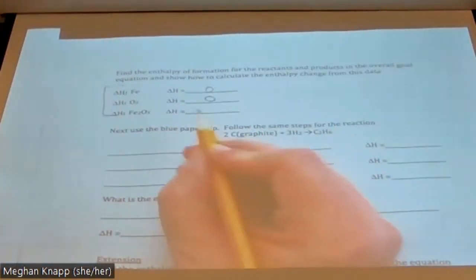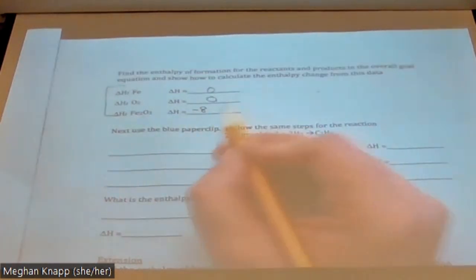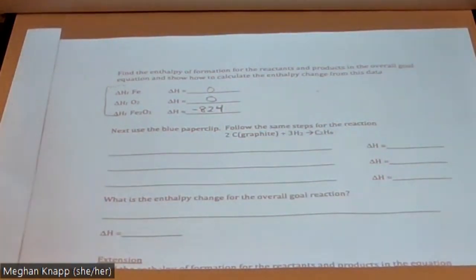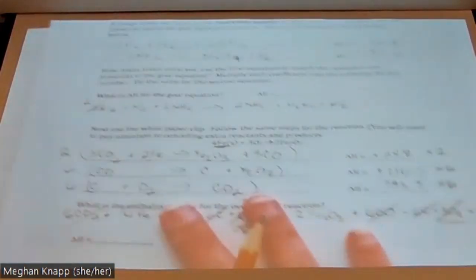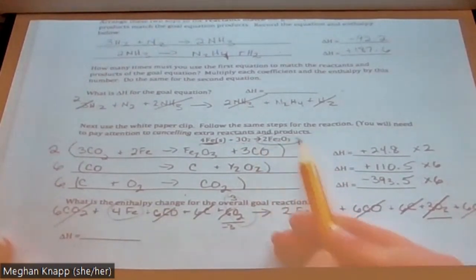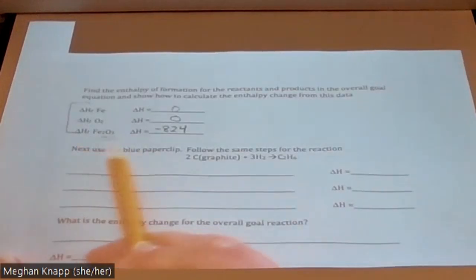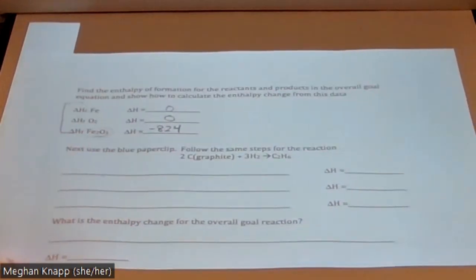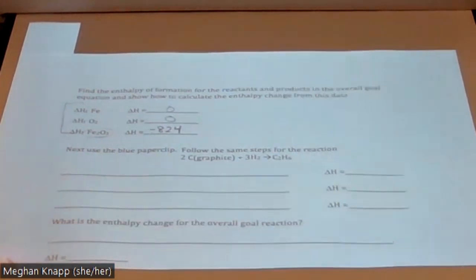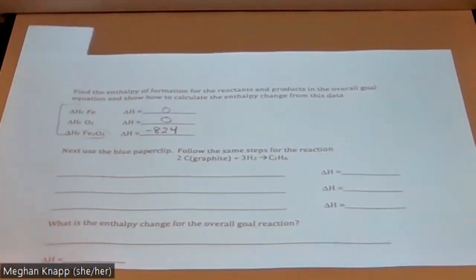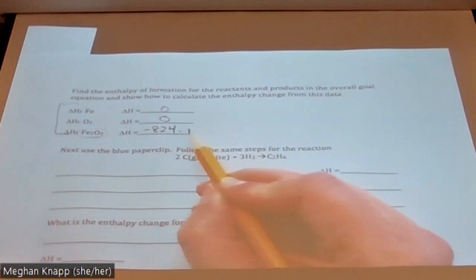All right, so when you do this on this side, you're going to find that for iron oxide, instead of negative 1600, it's closer to negative 800. Why is it different? Because here we're making 2 iron oxides, and on this side, it's the enthalpy of formation of 1. So if we double 800, we get about 1600. So it should be the same number in both cases, or very close to.